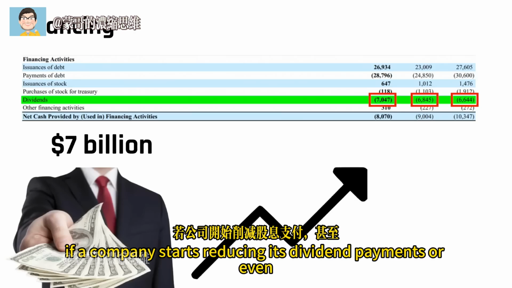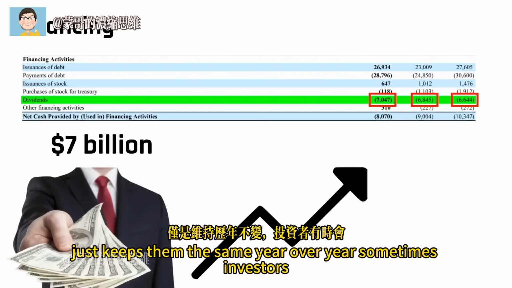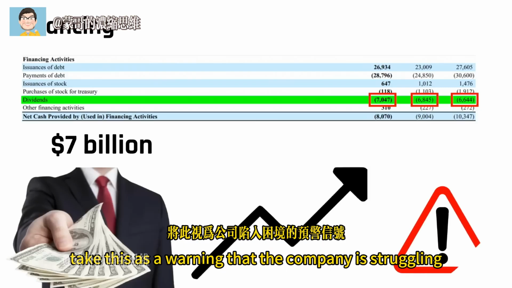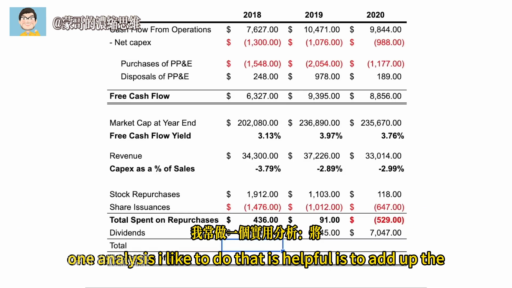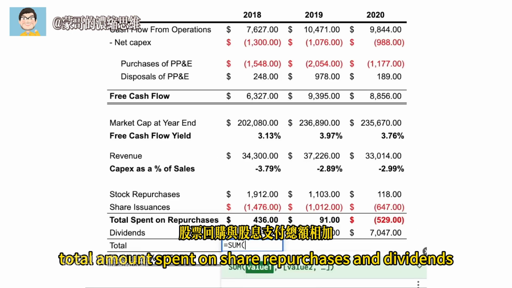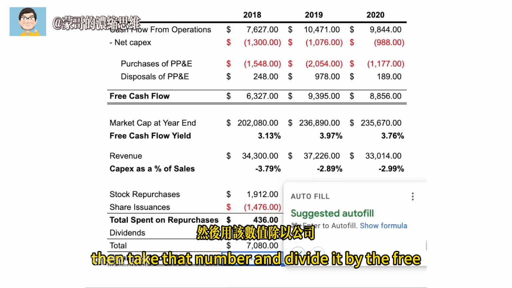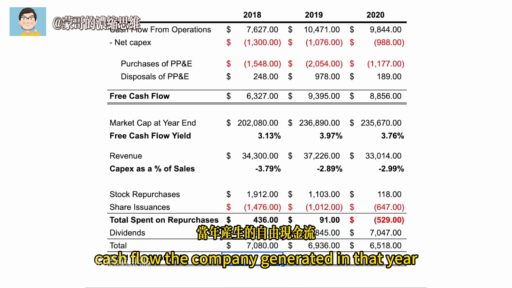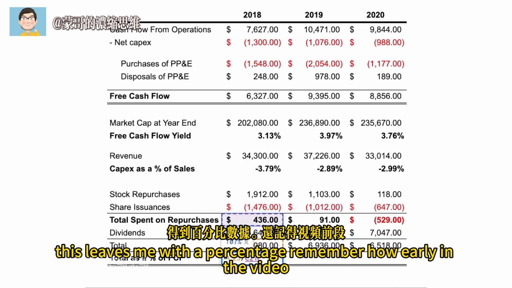If a company starts reducing its dividend payments or even just keeps them the same year over year, sometimes investors take this as a warning that the company is struggling. One analysis I like to do that is helpful is to add up the total amount spent on share repurchases and dividends. Then take that number and divide it by the free cash flow the company generated in that year. This leaves me with a percentage.